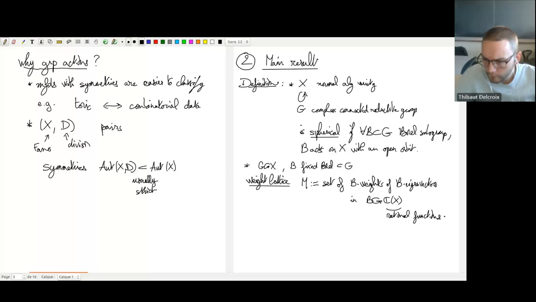Since X is equipped with an action of G, this space of rational functions is also equipped with an action of G. I can restrict this to the action of B. And then in this space, I have some lines which are stable under B, and then B on these lines acts by a character, and this is called the weight of the action of B on this line, and M is the collection of these characters. So it's something which is included in the group of characters of B.